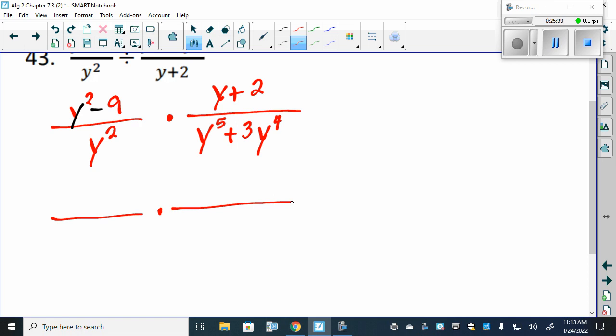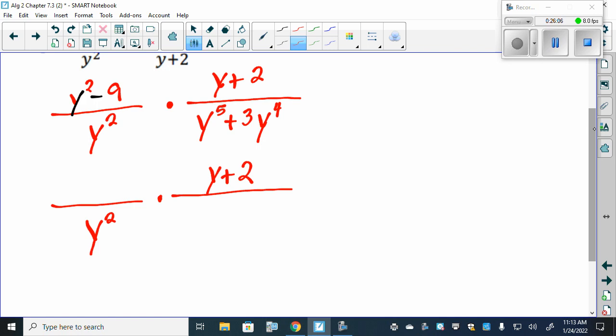Now looking at this here, again, there's two parts of it that will not factor. Those are already in simplest form, and those would be our y squared and the y plus 2. Because the y squared does have a degree greater than 1, but it's only one term. Y plus 2 is a degree 1, but does not have a greatest common factor, so we can't do anything with it.